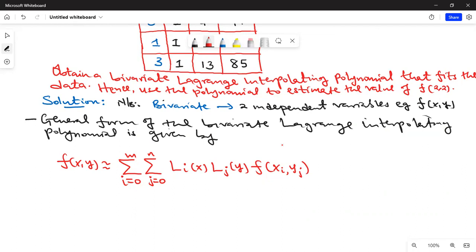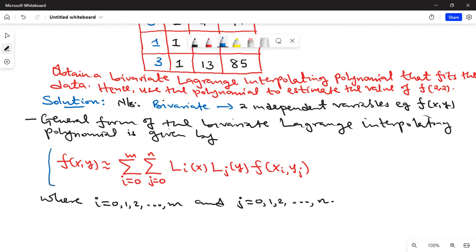Now, i ranges from 0 all the way up to m, and j ranges from 0 all the way up to n. So you can say, where i ranges from 0, 1, 2, all the way up to m, and j ranges from 0, 1, 2, all the way up to n. So this is the bivariate Lagrange interpolating polynomial.